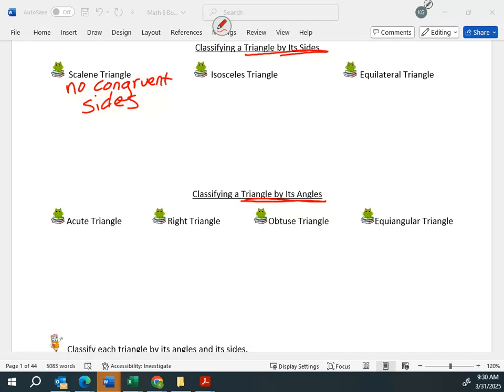Isosceles triangle. Two congruent sides. So you would want to show me that it has a side that's 7 and a side that's 7 and then a side that's 10. Two of the sides have the same length.